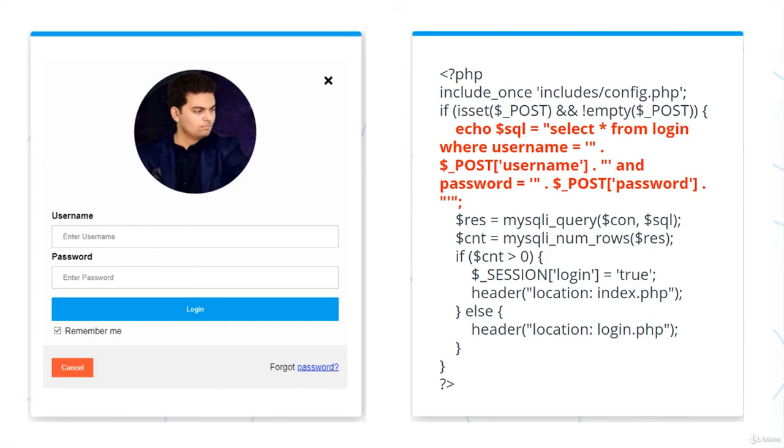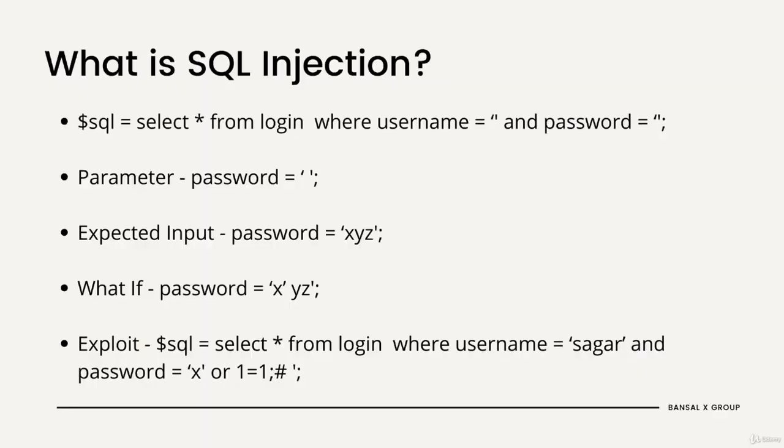Let me make it easier. This is the simplified version of the code. In this code, it's asking: select star from login where username equals something, password equals something. So there is the field username, there is the field password. In a login form, you fill these fields and it goes to the database and it checks, hey, is there any user in the login table which has the username of Sagar and password as Bansal? If there is, it will return a result. If there is not, it will not return a result. So the parameter here, we can choose any of these. Let's say password. This is the expected input, password equals XYZ.